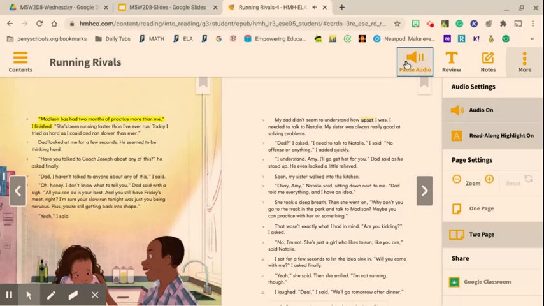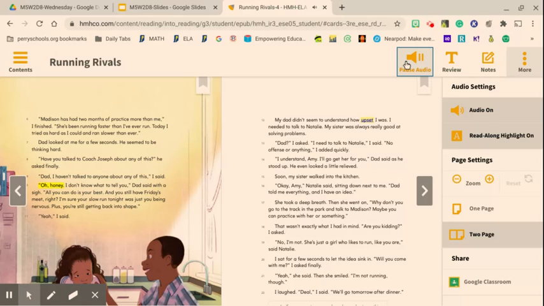Madison has had 2 months of practice more than me, I finished. She's been running faster than I've ever run. Today I tried as hard as I could and ran slower than ever. Dad looked at me for a few seconds. He seemed to be thinking hard. Have you talked to Coach Joseph about any of this? He asked finally. Dad, I haven't talked to anyone about any of this, I said.